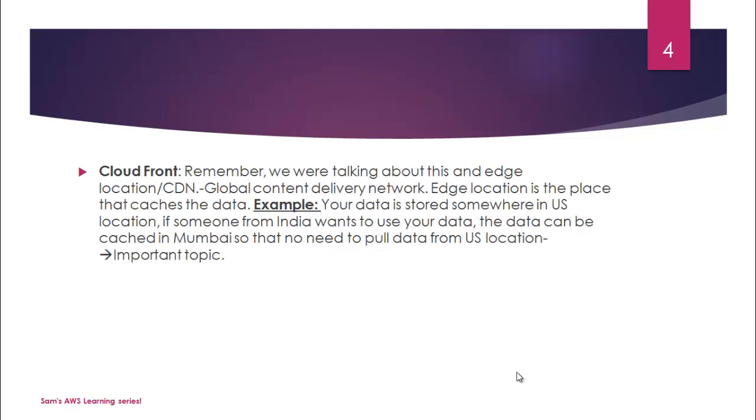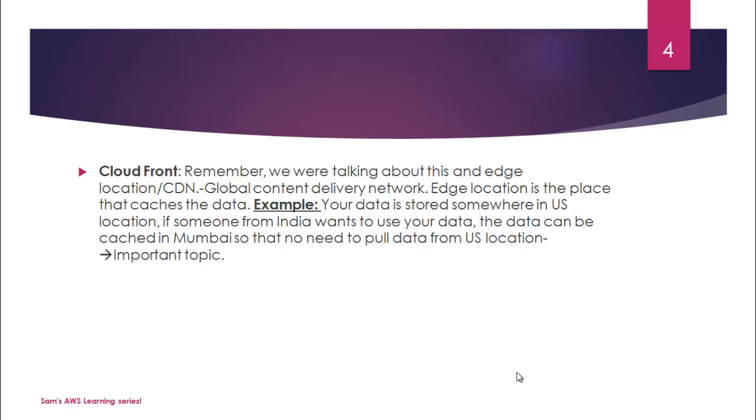And then another offering is CloudFront. If you remember, we were talking about edge locations and the content delivery network in the previous slide on global infrastructure. So this is the global content delivery network offering from AWS. An edge location is the place that caches the data. I know you will be a bit confused, but let me give you this example. Your data is stored somewhere in a US location. You have a website or a file, and someone from India wants to use your data. How will the network traffic be? The request from the Indian user has to go all the way across to the US, right?